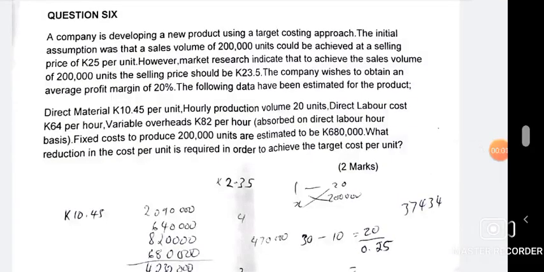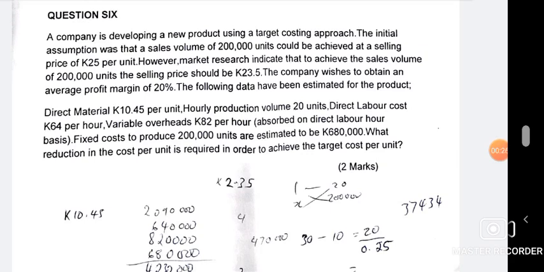Okay, so we need to first know what the target cost of this company is before we even know what cost reduction would have to be made in order to achieve that target cost. Because all we've just been told is that they might incur the following costs. Materials will be 10.45 per unit. So we'll first have to know the total cost they will actually incur with the target cost in mind. So let's find the target cost first.